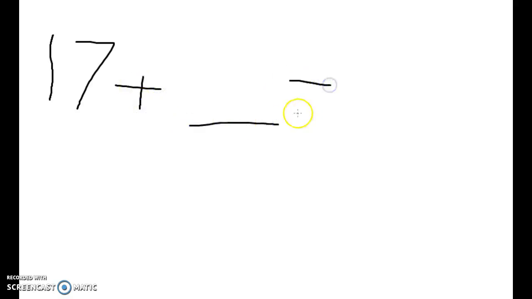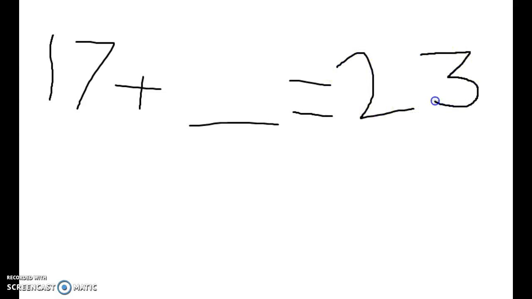So my example will be 17 plus the missing number will equal 23. There you go.